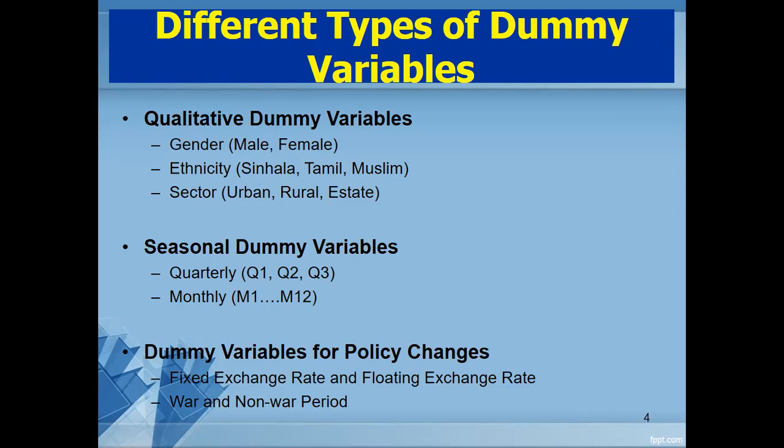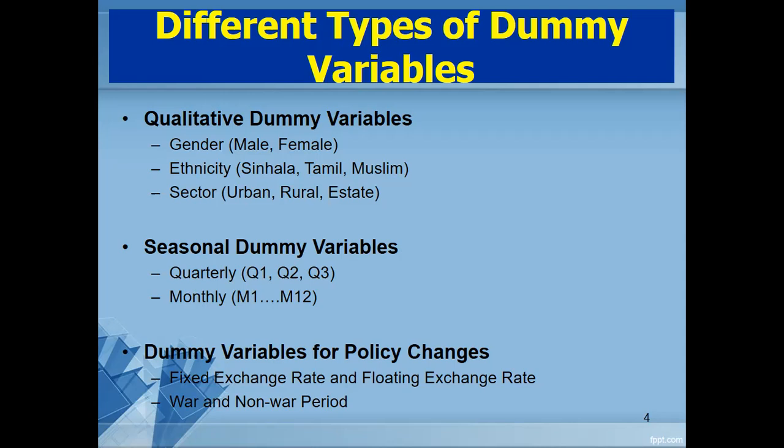And then we can recognize seasonal dummies. For example, we have quarterly dummies: the first quarter, second quarter, and third quarter. And then we have monthly dummies. We have the first month, second month, third month, up to the 12th month. We might also have weekly dummies.